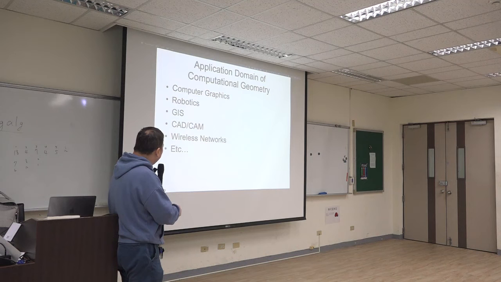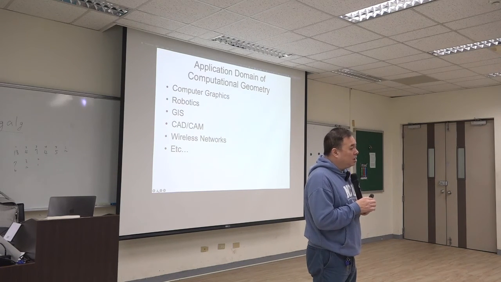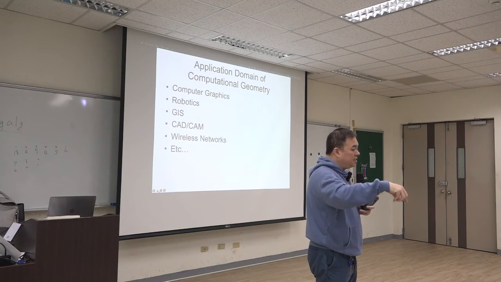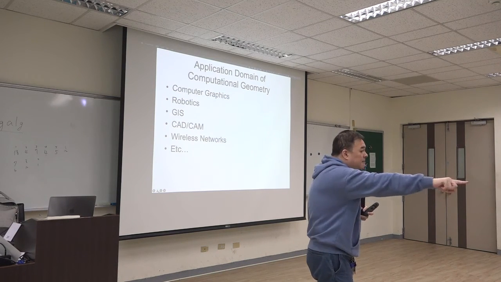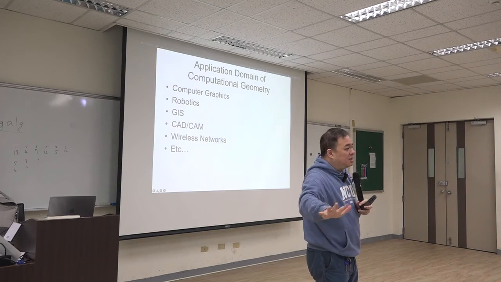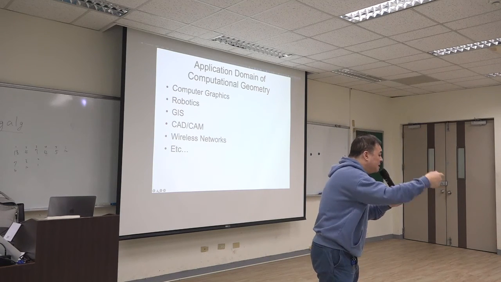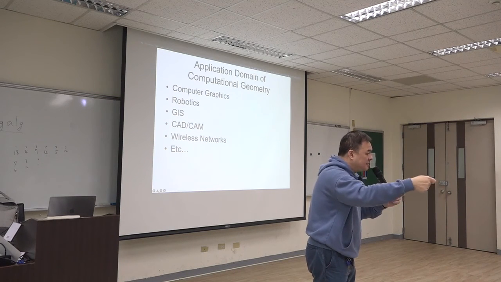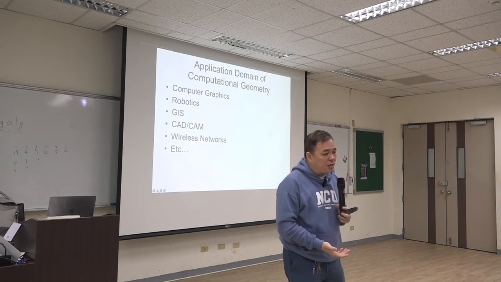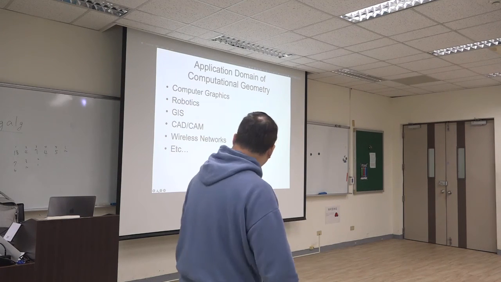It can also be used in wireless networks. For example, when you design a protocol for wireless networks, sometimes we consider the coverage area of a sensor, the sensing range, to be a disk. Say you want to deploy sensors to cover a certain range. It's like you are putting down some disks, and you want the minimum number of disks to cover an area. So this is obviously a computational geometry problem, right? That's something to do with my PhD thesis, actually.